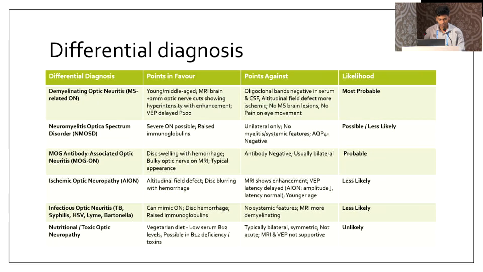So ischemic optic neuropathy: the points in favor were that the altitudinal defect was seen, and disc blurring with hemorrhage was seen. Against was that MRI showed enhancement and VEP showed latency delay. In AION, the amplitude will be decreased and latency will be normal, so it is a less likely diagnosis.